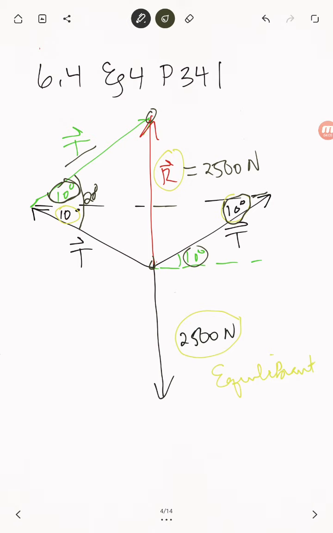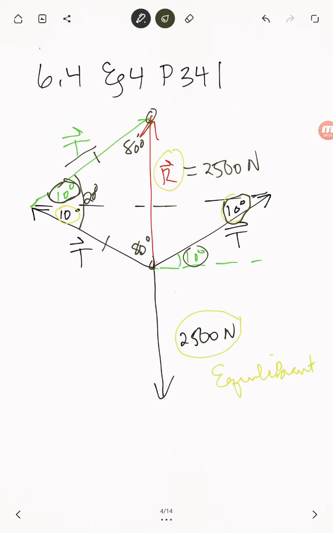Now, since the tensions are equal, I know that this is an isosceles triangle, which tells me that these two angles, 1 and 2 down here, must be equal. And 180 minus 20 is 160, and half of that is 80, so therefore I know that these two angles here are 80 degrees.